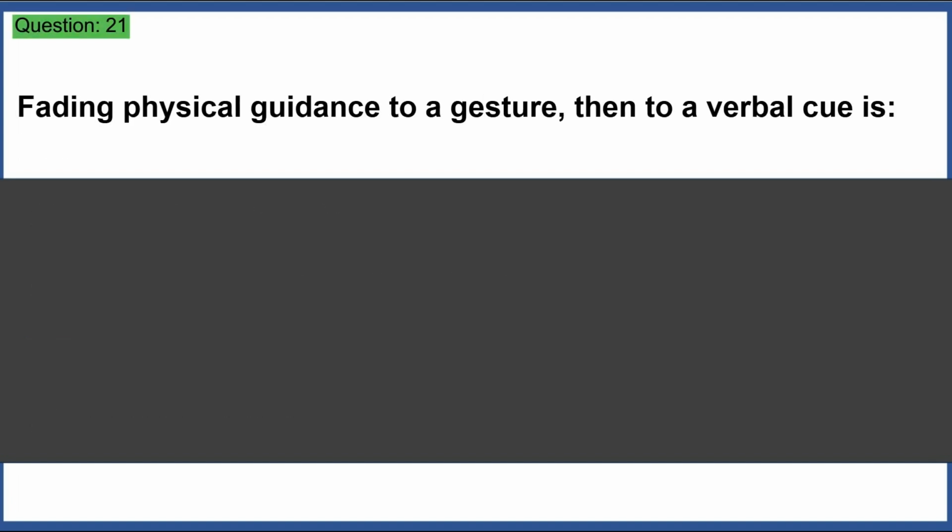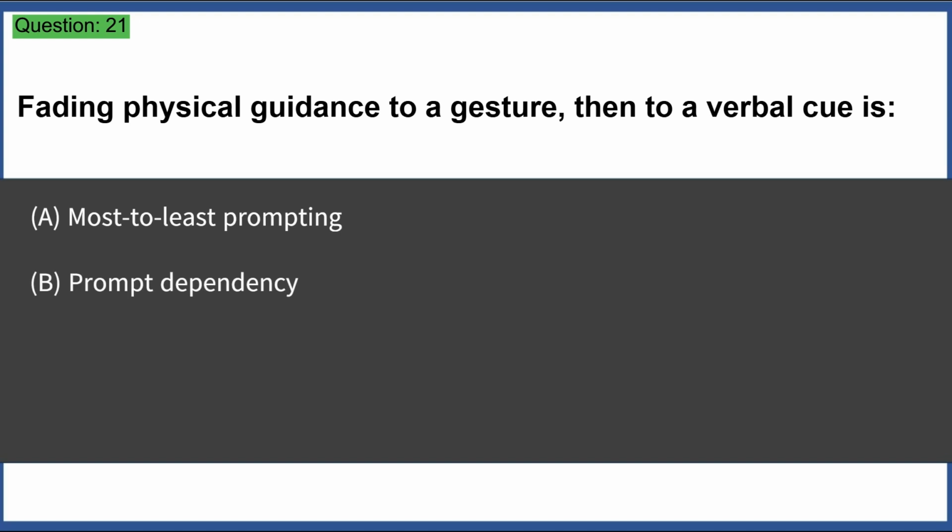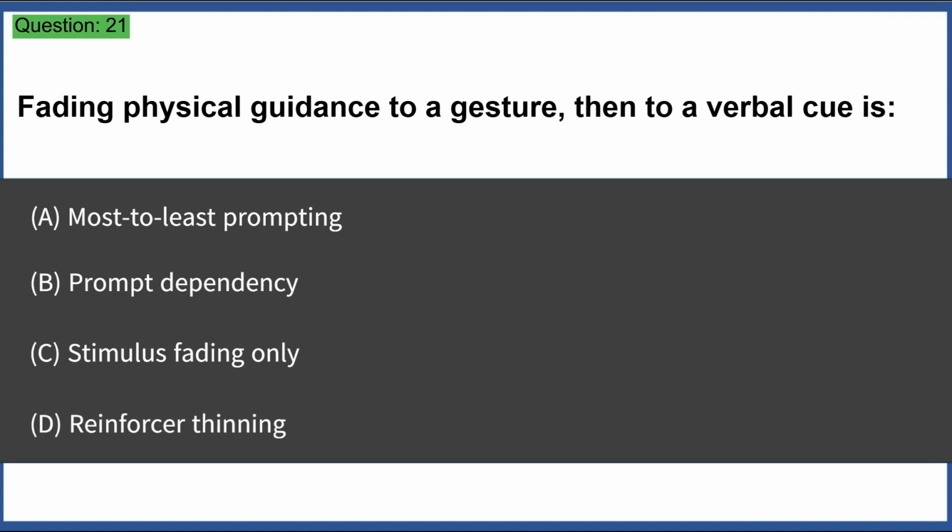Fading physical guidance to a gesture, then to a verbal cue is A. Most to least prompting. B. Prompt dependency. C. Stimulus fading only. D. Reinforcer thinning. Answer A. Start intrusive, fade down.